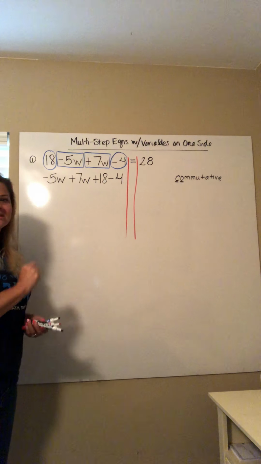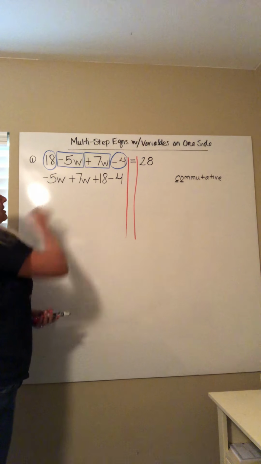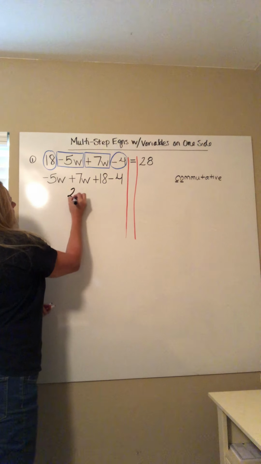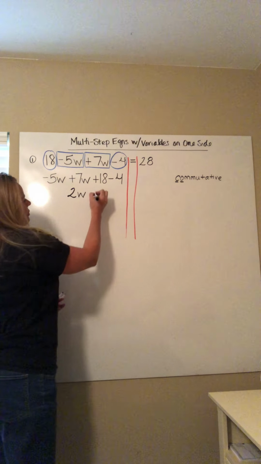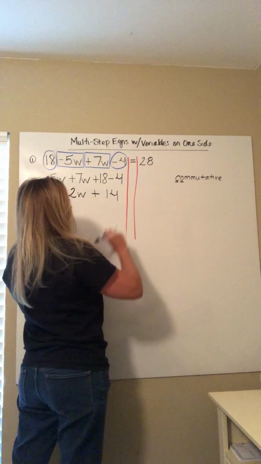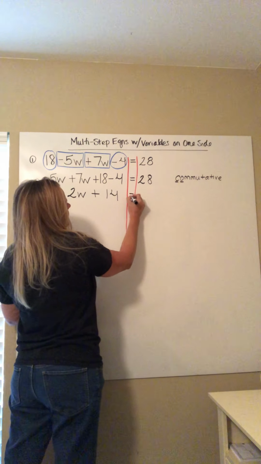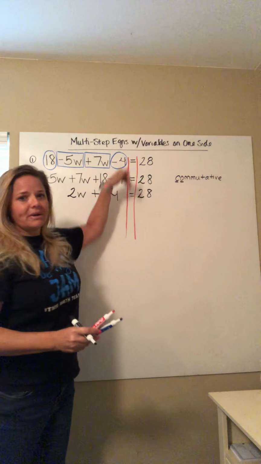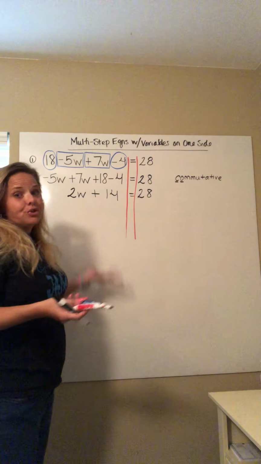Negative 5w plus 7w. So we have a negative and a positive. So if we have 5 negative w's and 7 positive w's, I now have 2w. Positive 18 and negative 4 make positive 14. So I write plus 14. And up here, I should have brought down that equal sign and that 28. I'm sorry I didn't do that, so let me do that now. Okay, so every time I'm just bringing down the rest of the problem, my equal sign is staying lined up the whole way. Okay, I now have a two-step equation.